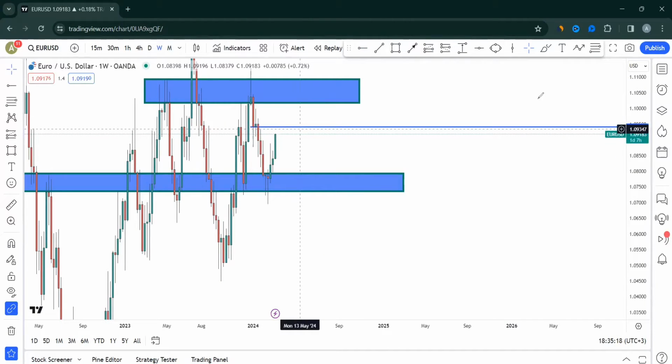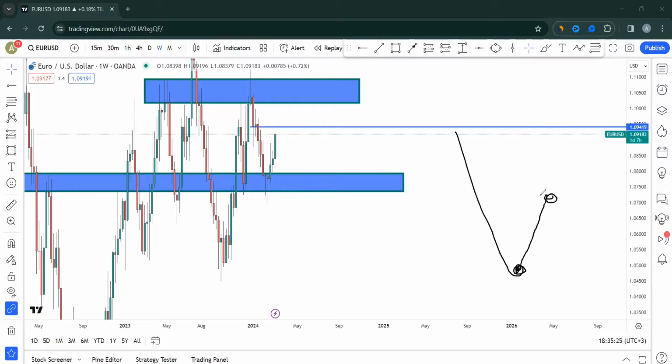Remember the DXY, we are saying that it has broken downwards, but we're expecting it to go and retest the area it has broken. So when the DXY is gaining strength, the dollar also will be gaining strength. And what is this pair? This pair is Euro USD. So when the USD is gaining strength, it means Euro USD will go a little bit down.